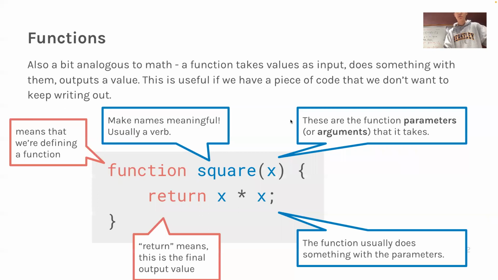Yeah, so this is pretty useful if we have a piece of code that we need to write over and over. Like if we continually need to double a number, or in this case, we need to square a number, instead of writing out x times x or number times number, we can literally just define a function and then call it later.